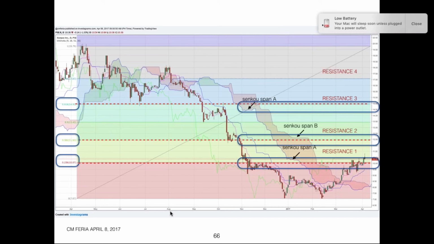Now, resistance 4 was at 17 pesos at the 78.6% Fibonacci level. Again, this was at the same area as Senkou Span B at 16.50 in the previous chart, where we only used Ichimoku elements to find supports and resistances. So we know that the Ichimoku system also lines up with the Fibonacci ratio numbers in a chart.